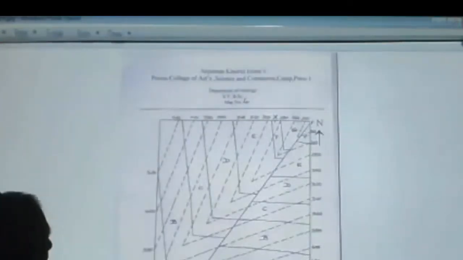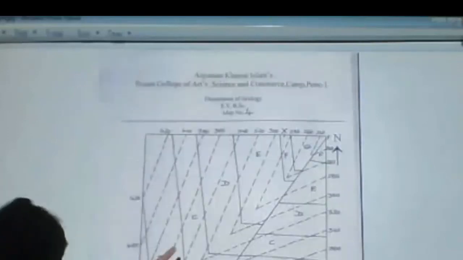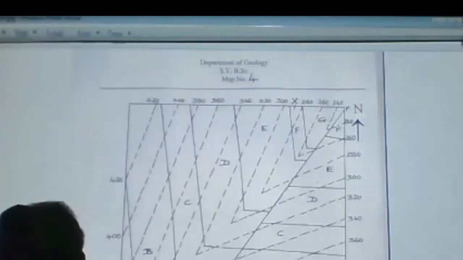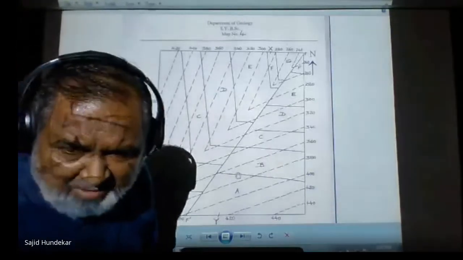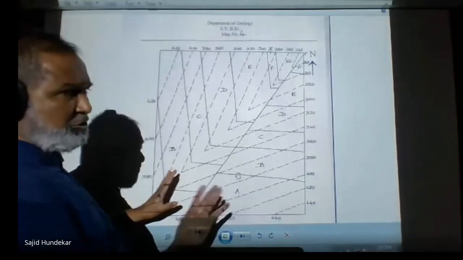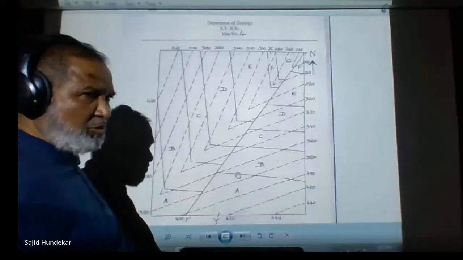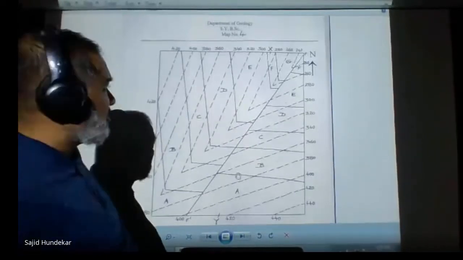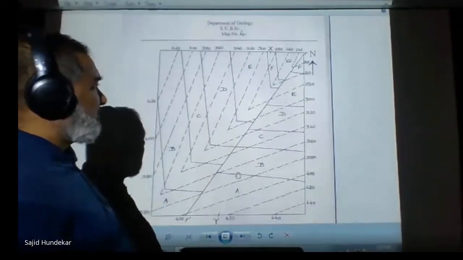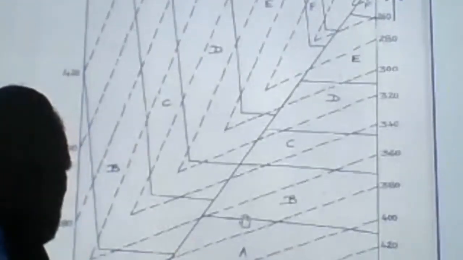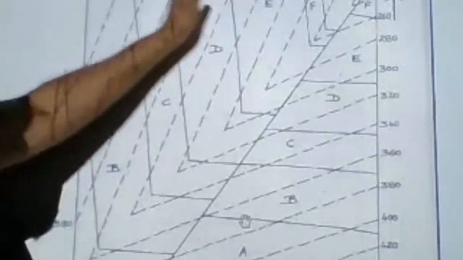You can draw the section now. I'll show you the section for this particular map number 3 after completing this map. With this we'll stop. We'll take the next 4 maps tomorrow, in tomorrow's extra practical. Tell your friends that tomorrow we are again conducting the extra practical for the SYBS.